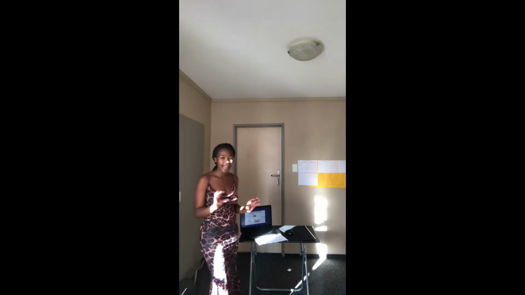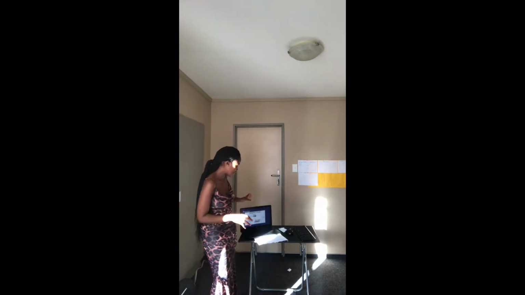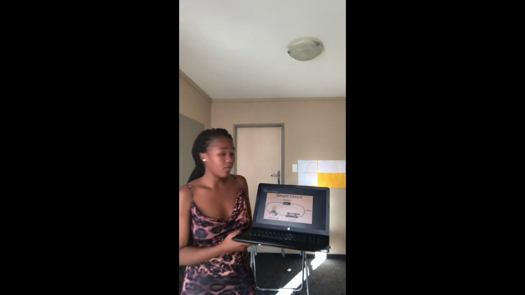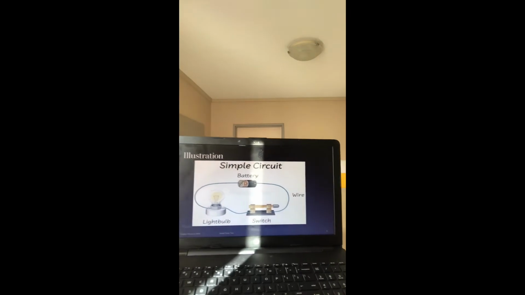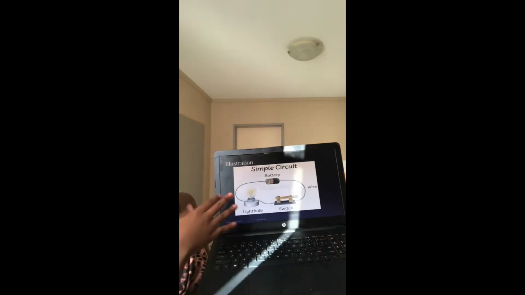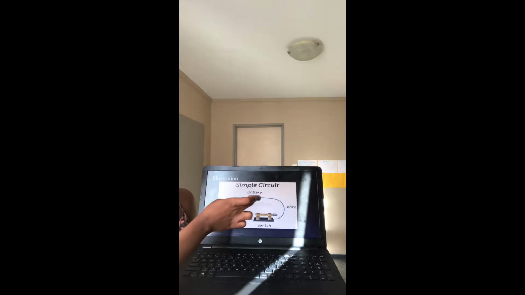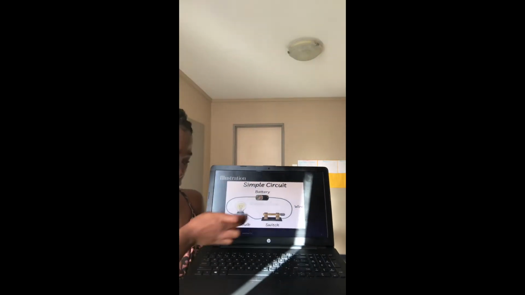All these things have been learned in grade 8. So we're looking at a simple circuit. I hope everyone can see this illustration. I've already written it on the board, but I'm going to show you here. This is a simple circuit. This is a battery, wires, switch, and a light bulb, which you all learned in grade 8. This is an illustration of a drawing. This is a battery, this is a wire, this is a switch, this is a light bulb.